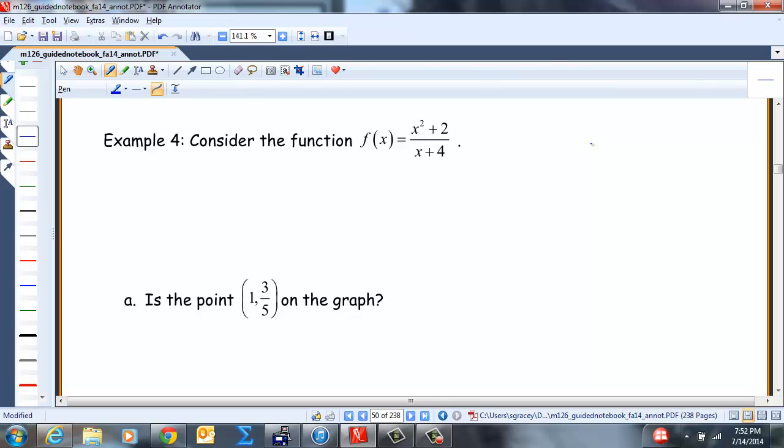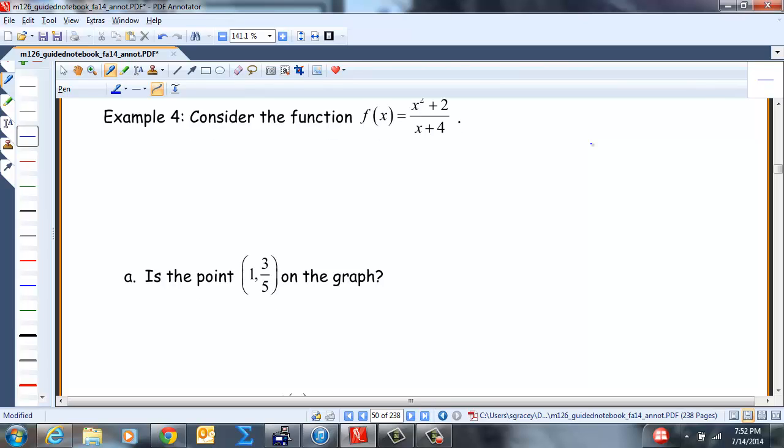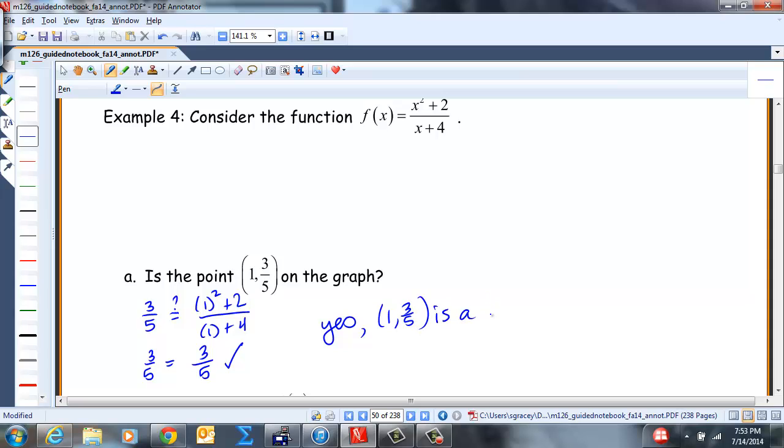But first, is the point 1, 3/5 on the graph? Well, if you plug in 1 for the x's and 3/5 for the function value, you can check it out. So we could say 3/5 is our function value. Is that equal to 1 squared plus 2 over 1 plus 4? So in for the x's I put 1, and in for f at x I put 3/5. Well, 1 squared is 1, 1 plus 2 is 3, and then, oops, I miswrote that here. 1 plus 4 was the original, so 3/5. So do you see that checks out? So we would say yes, 1, 3/5 is a point on the graph because we got a true statement.